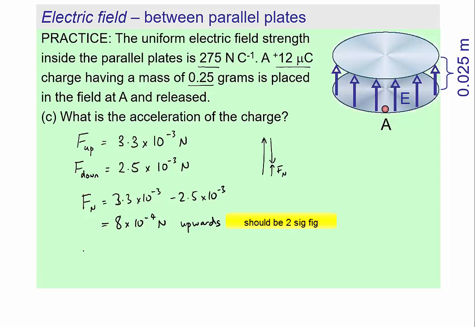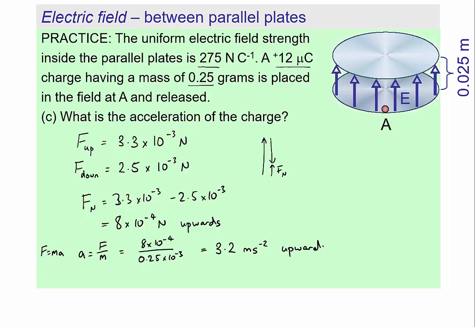If we have the force and the mass, we can find the acceleration. So we know that F equals ma, which means we rearrange that. The net force divided by the mass is 8 by 10 to the minus 4 divided by our mass, which is the 0.25 grams, so it's 0.25 by 10 to the minus 3, which gives us an acceleration of 3.2 meters per second squared in the upwards direction.